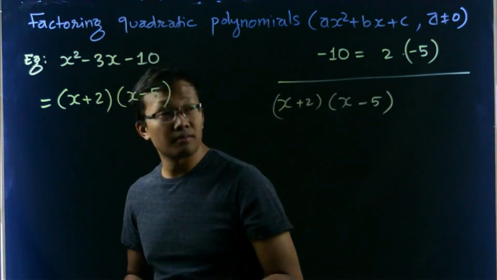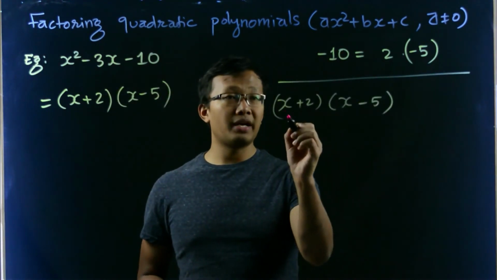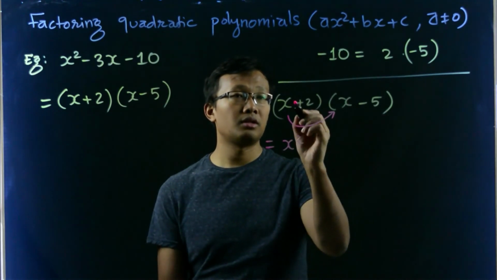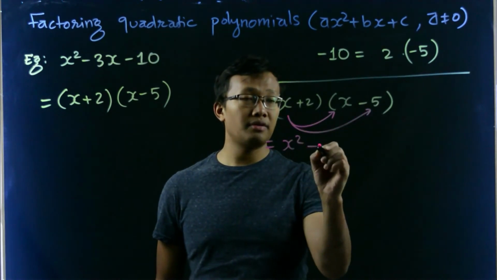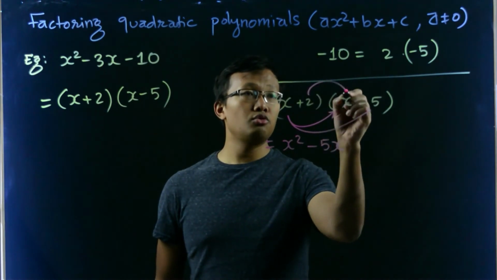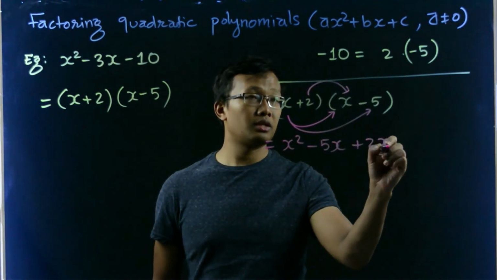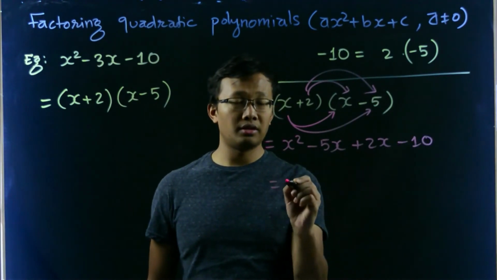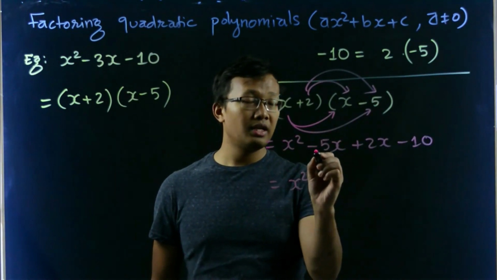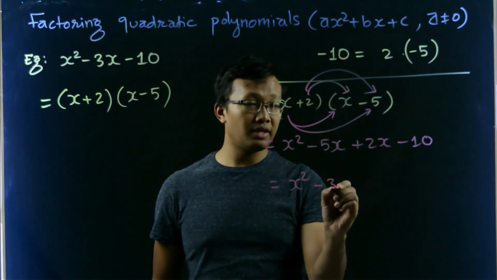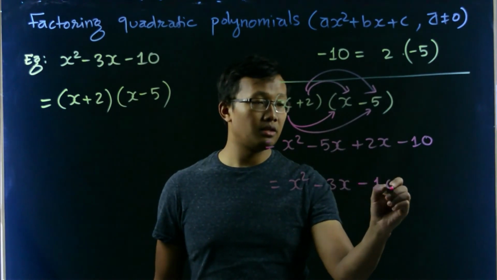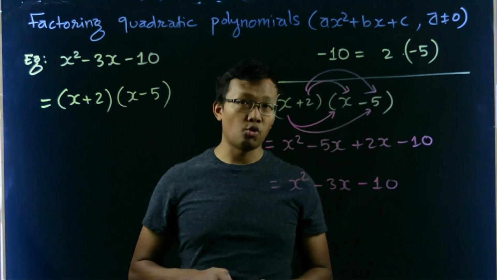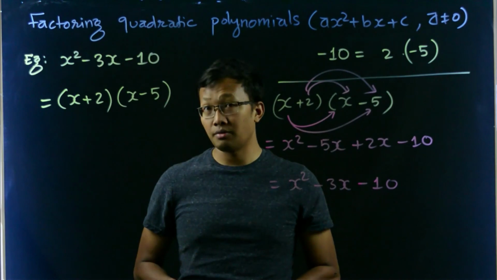Let's check. Here, let's multiply x and x. That will give us x². x with negative 5, negative 5x. 2 times x, 2x. 2 times negative 5, negative 10. Then we'll be getting x², negative 5 plus 2 is negative 3x, minus 10. Thus we got the original quadratic polynomial. So our factorization is correct.